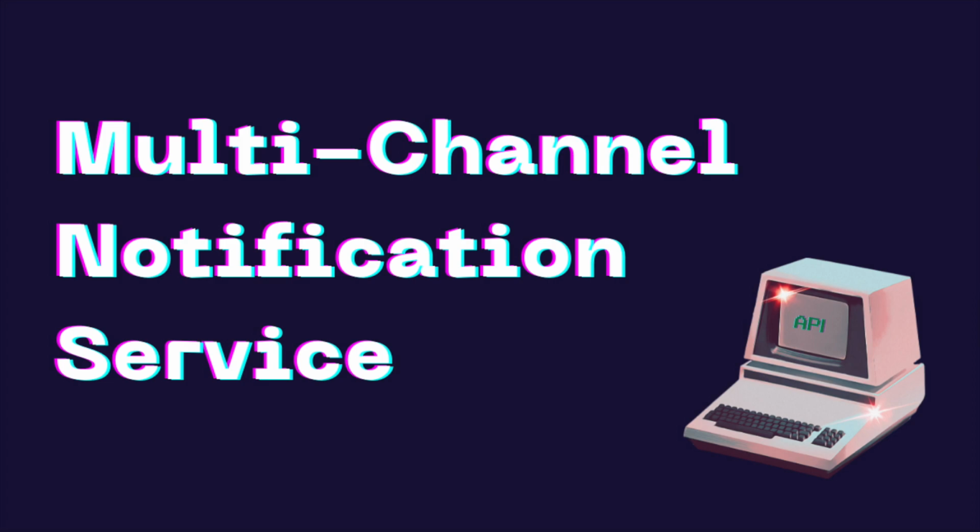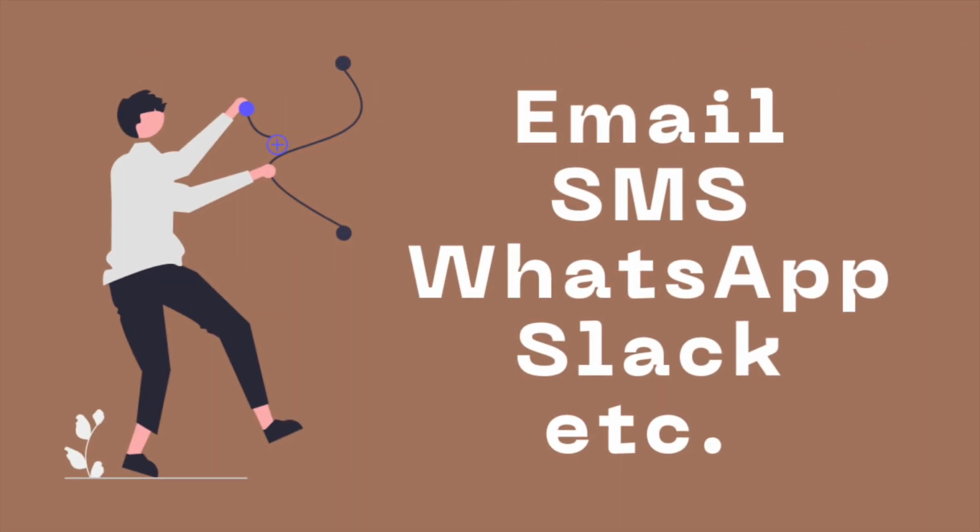And lastly, the multi-channel notification service. Multi-channel notification services allow you to reach users across a number of different channels using one uniform API. It means that you can easily send notifications from channels other than email, such as SMS, push notification, and chat apps like Slack and WhatsApp, all using the same API.